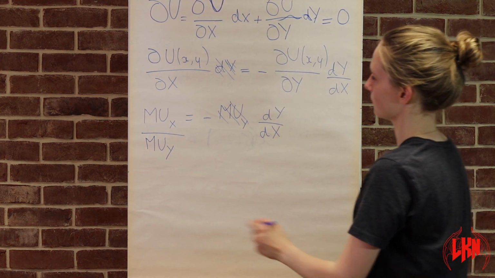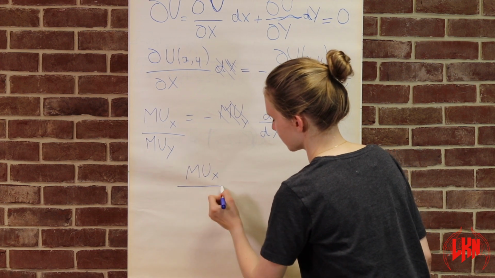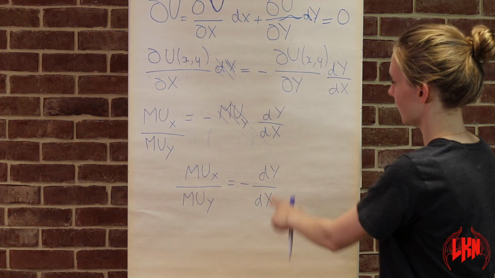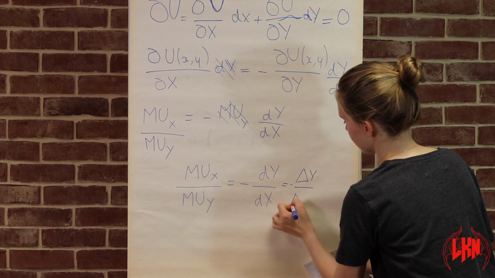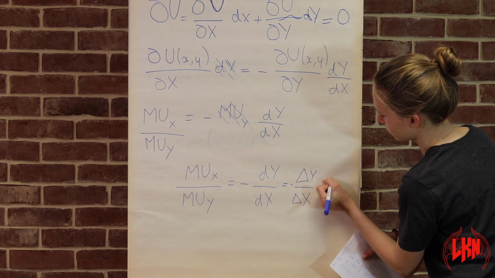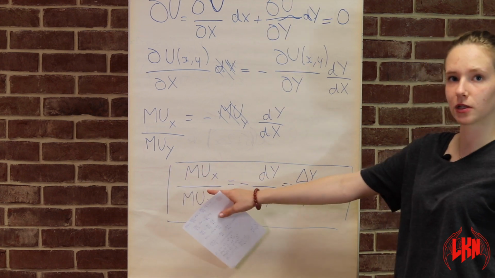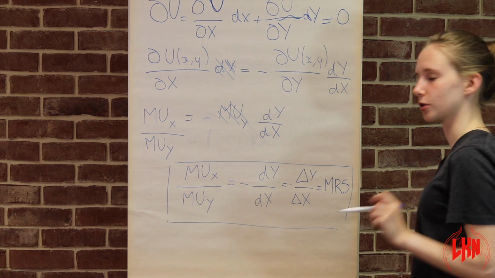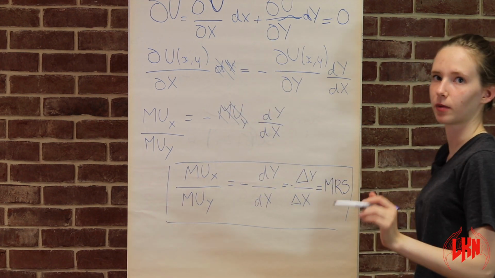So now I'm going to rewrite it: marginal utility of x over marginal utility of y equals minus, and this is the same thing as delta y over delta x, and as we have seen before, this is our marginal rate of substitution. Ta-da! So we have the ratio of the two marginal utilities equals the marginal rate of substitution. And it's a minus because the slope is negative, but you don't really care about the minus, okay?